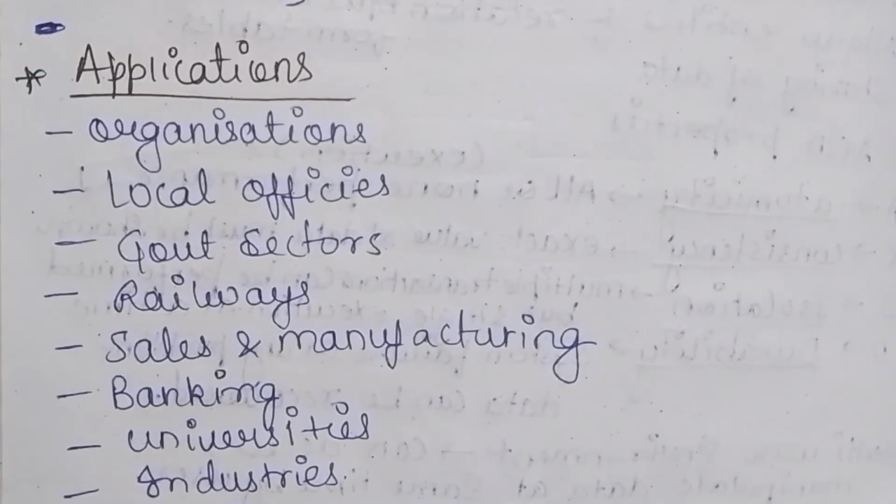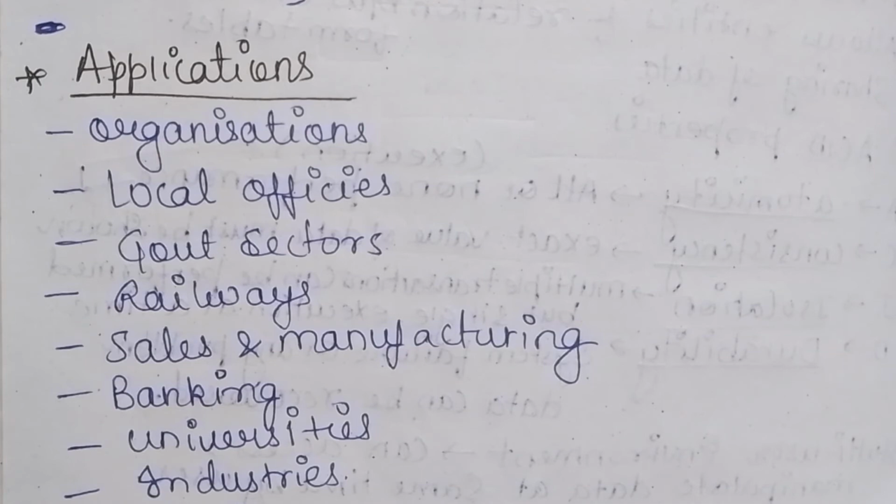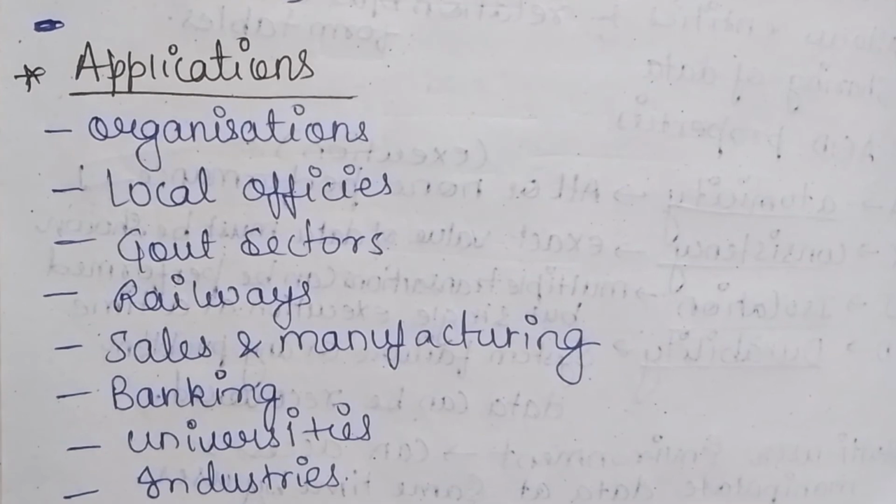Now, what are the applications of DBMS? DBMS can be used in various fields like organizations, local offices, government sectors, railways, sales and manufacturing, banking, universities, industries, airlines, etc. Because everywhere the data needs to be stored and more databases are required to store the data. So almost all sectors use the DBMS to store their data.